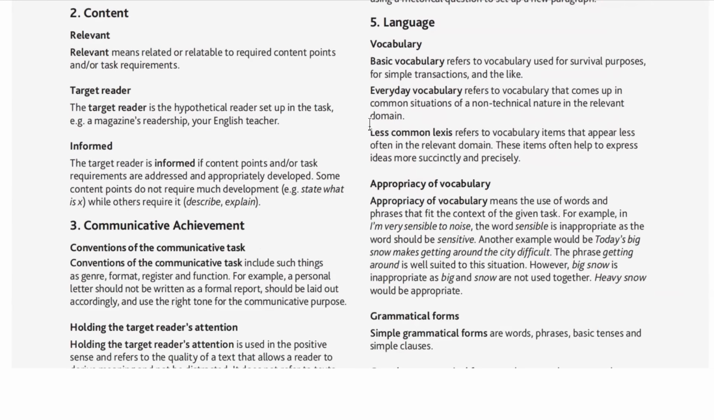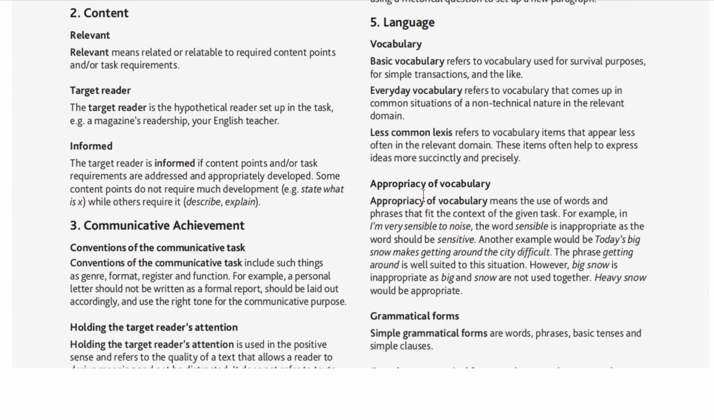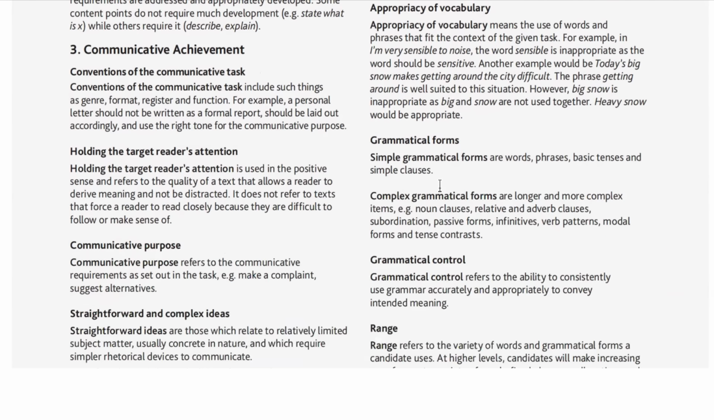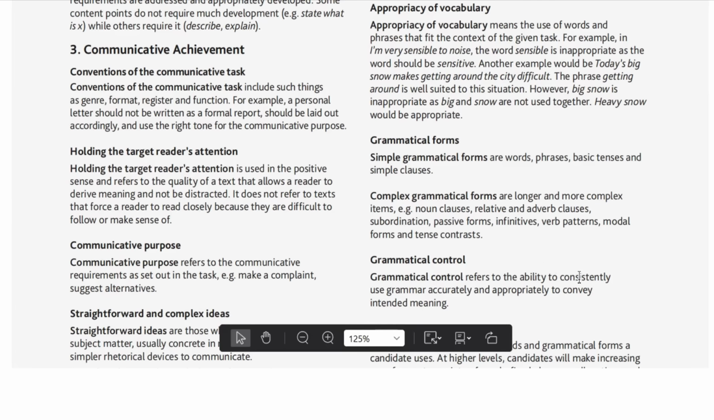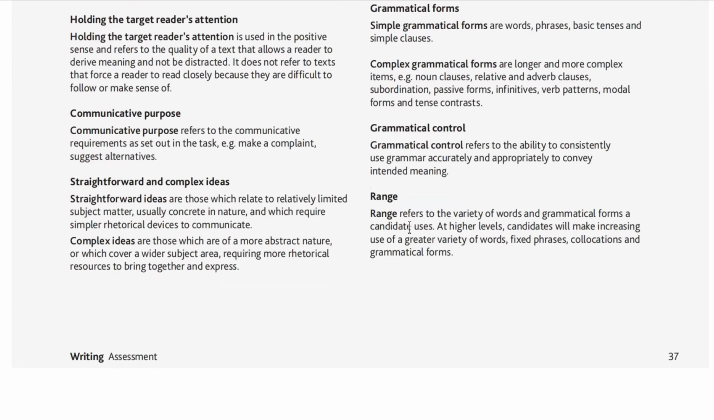And finally, language here. You can see how language is separated into different aspects. We've got vocabulary, and the appropriacy of the vocabulary. So if we're talking about a particular topic, is the vocabulary that we provided appropriate? And we've also got at the bottom simple grammatical forms, complex forms, and that the control of the grammar is consistent, accurate. We've not made mistakes, essentially what it's saying, and that the range of the grammar is not just based on simple elements. We've used a lot of different forms.